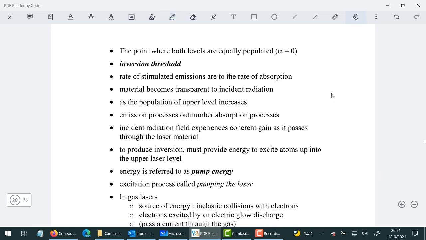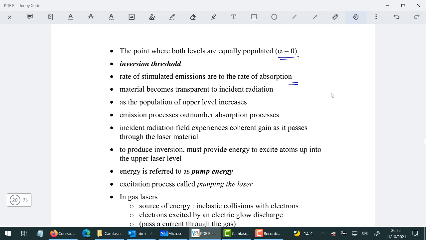The point where we have the same number of atoms in level 1 and level 2, the case where the absorption coefficient or the gain coefficient is equal to 0, is referred to as the inversion threshold. So again, you'll see this in some textbooks. If it's talking about the threshold of inversion or the inversion threshold, it just means that you're at the point where the stimulated emission is starting to be bigger than the amount of absorption that you're getting. Okay, so the stimulated emission rate is very similar to the rate of absorption, and then you go above threshold, then you're getting more stimulated emission, you're getting gain in the material.